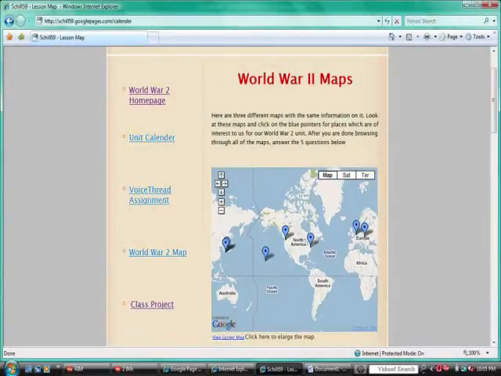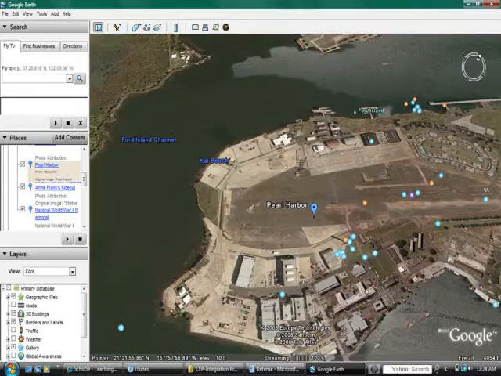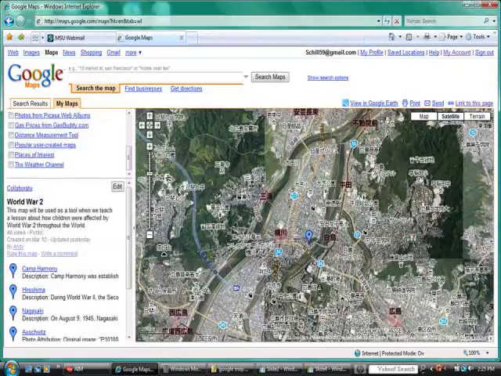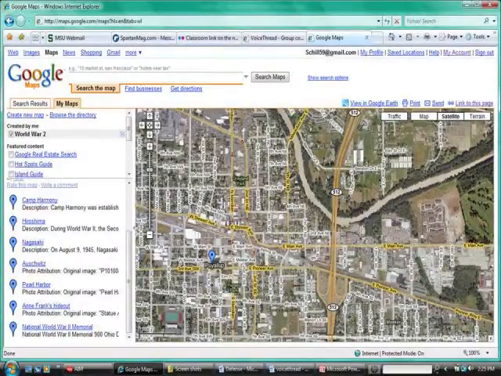Using Google Maps is a good way to incorporate visual literacy as well. The maps help students visualize the different places around the world which we have been focusing on. Since my lesson is about World War II, I have Pearl Harbor, Hiroshima, Nagasaki, and Camp Harmony concentration camp pinpointed on my Google map.